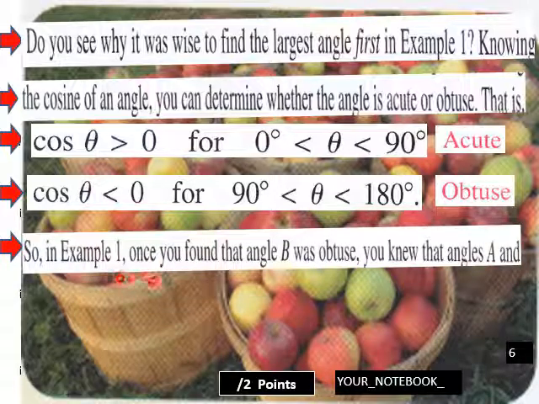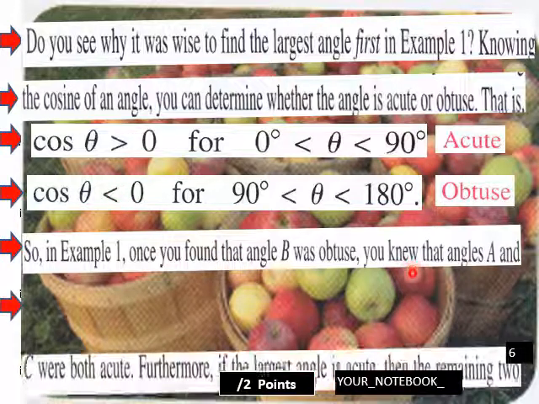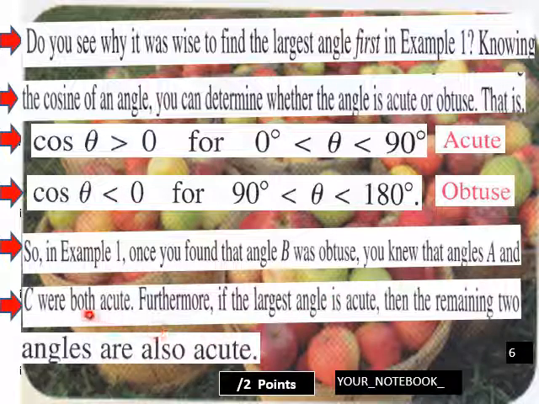So in example 1, once you found that angle B was obtuse, meaning its cosine was less than 0, you knew that angles A and C were both acute as well. Furthermore, if the largest angle is acute, then the remaining two angles are also acute. So here's another very important tidbit in solving triangles.